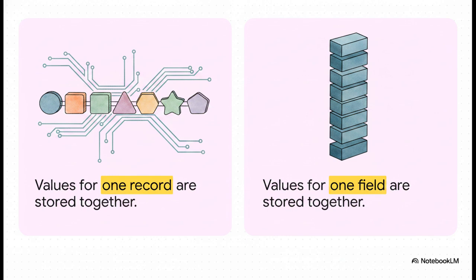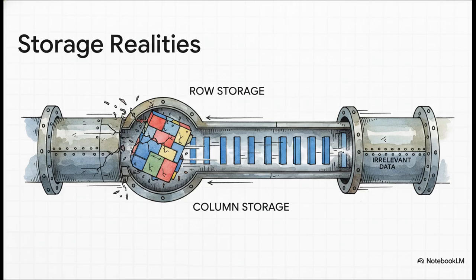This makes pulling up a single user's complete profile incredibly fast. But OLAP systems? They use a secret weapon, column-oriented storage. In this layout, all the values for a single field, let's say just the purchase amounts for every single user, are stored together. So why is column storage such a massive game changer for analytics?